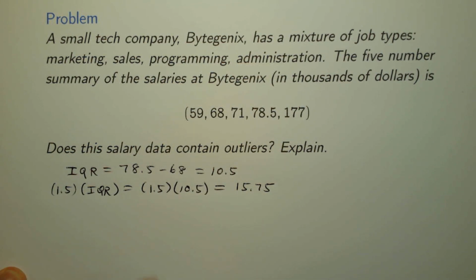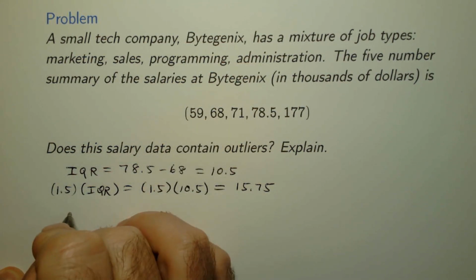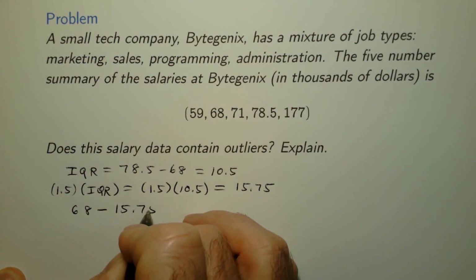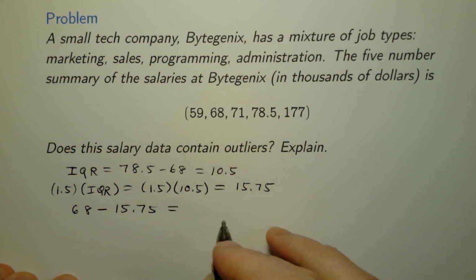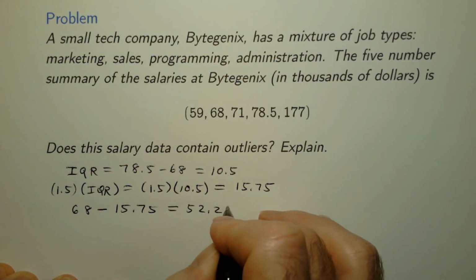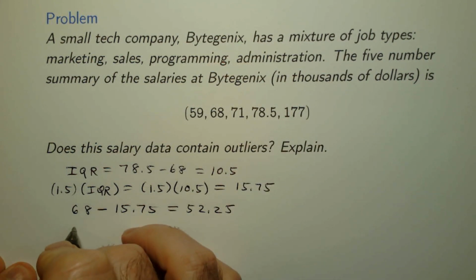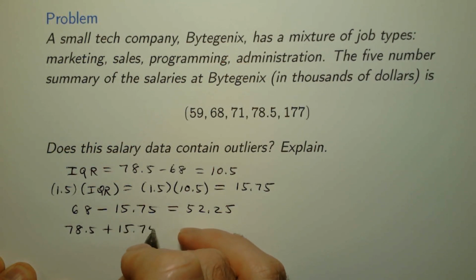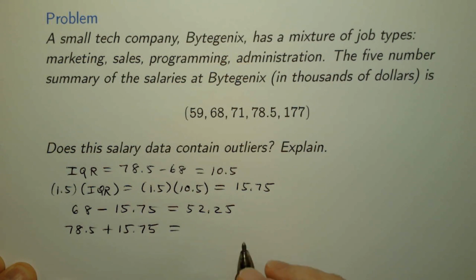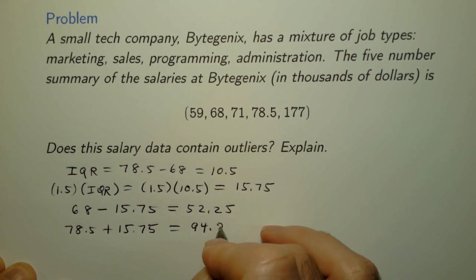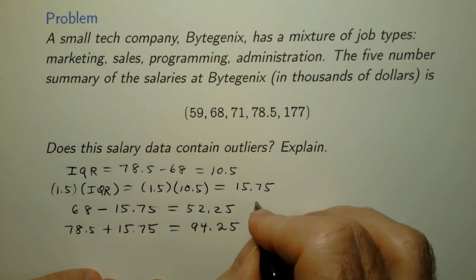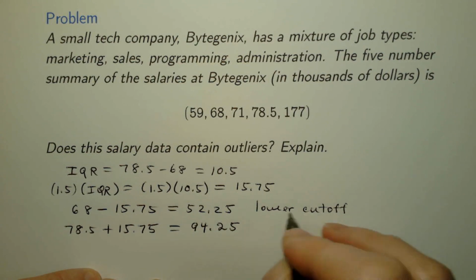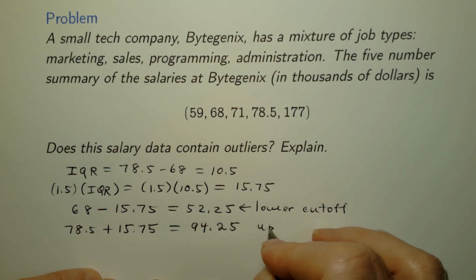So let's calculate those two cutoffs. So we take 68 minus 15.75, and that's going to give us a lower cutoff at 52.25. We take the 78.5 plus 15.75, and that's going to give us an upper cutoff at 94.25. So this is our lower cutoff. And this one is our upper cutoff.